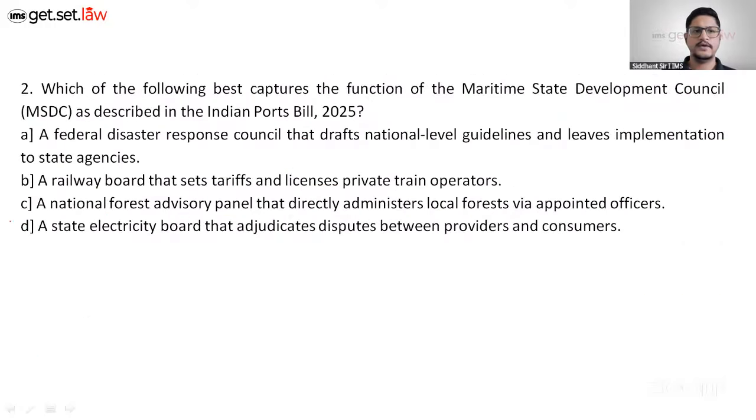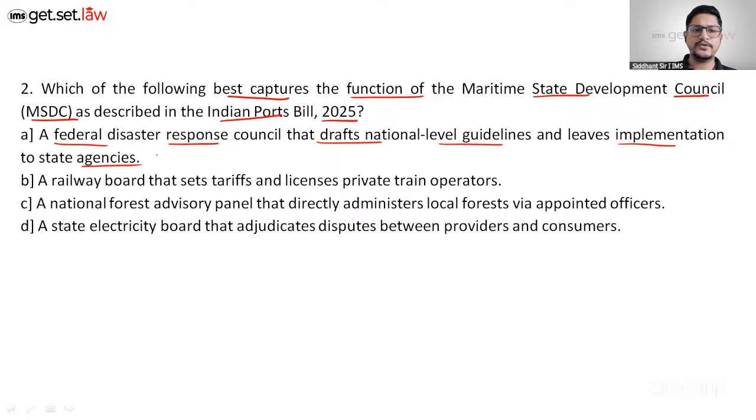Okay, perfect. Which of the following best captures the function of the Maritime State Development Council? That is MSDC, the council that has been created, okay? It says which of the following. That means there are situations which best captures the function of it, as described in the portal. Now it says a federal disaster response council that drafts national level guidelines and leaves implementation to state agencies.